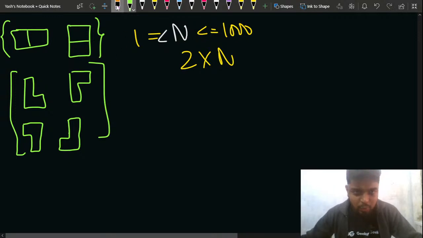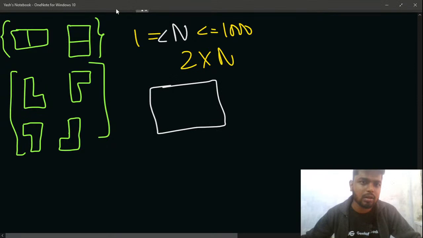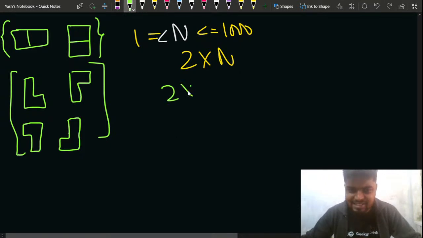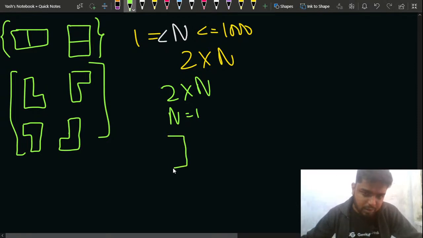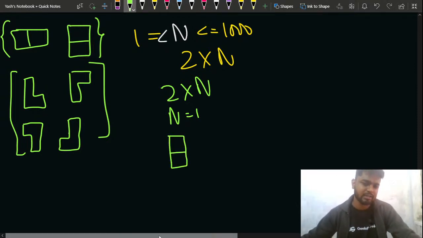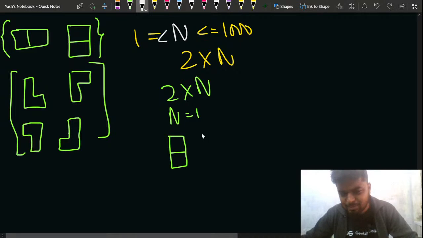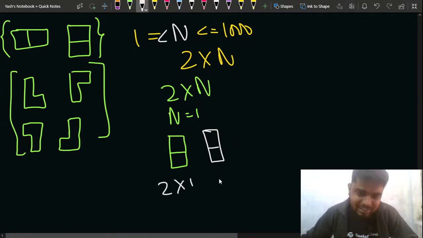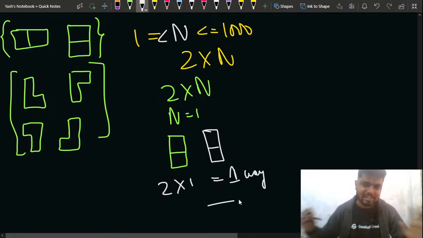Okay, right. So moving on, what does this problem say? So it is a 2 cross n size, right? Let's say if it was 2 cross n size where the value of n is 1, in that case what will happen? In that case there would be two rows and one column, right? This is what it would look like. So in that case you can simply fit a tile like this, a domino, and in that case there will be only one way. For a board of 2 cross 1 there is only one way.